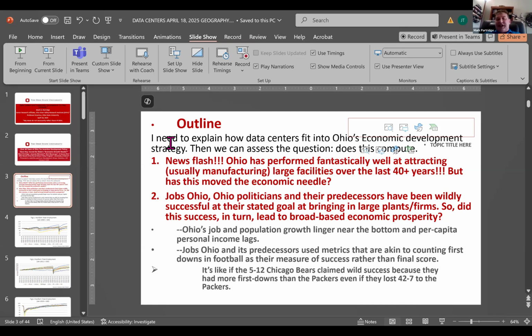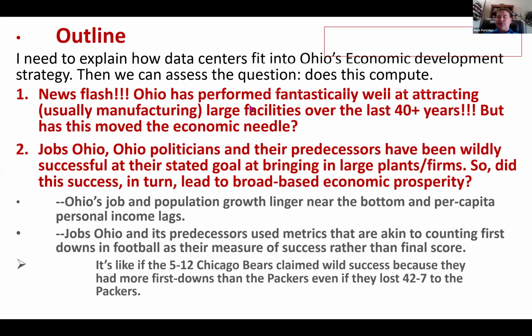Well, first we have to understand if these things make sense. So first thing I want to note is newsflash, some good news. Given what Ohio has been trying to do with economic development policy, Ohio has been remarkably successful in doing what they say they want to do in economic development policy for decades. The question is, has this success, which I'll describe in a second, in turn led to widespread economic prosperity in Ohio over the last several decades?